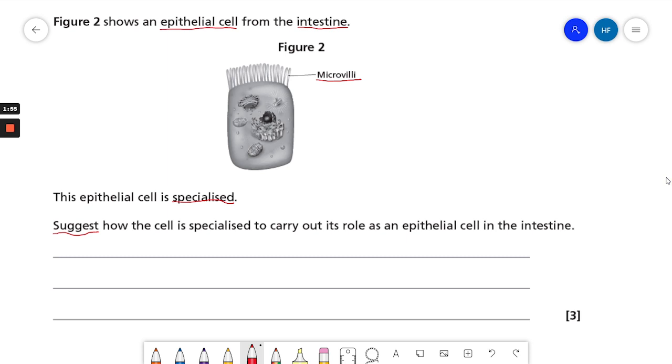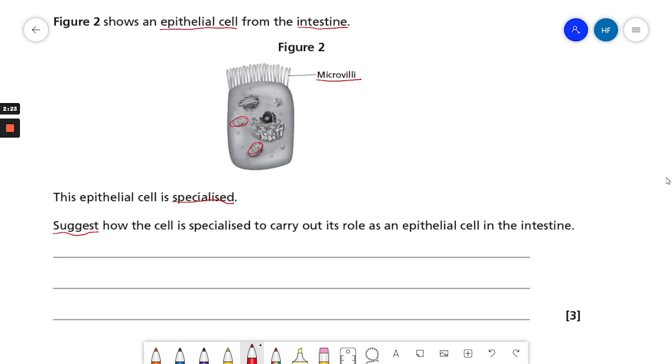And within the cell, I can also see some structures. And what you should notice is they've shown these structures here, and you might be able to see they've got an inner folded membrane, and that tells us they're mitochondria. Now remember, mitochondria are like little powerhouses because they release energy from respiration, and that energy is needed by the epithelial cells to absorb the nutrients from the intestine into the blood by active transport.